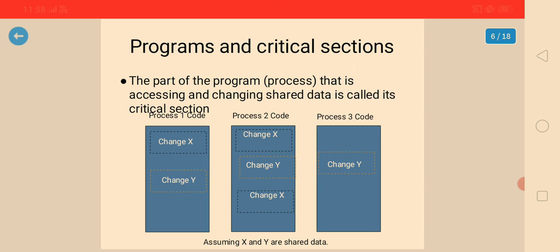Here is the program's critical section. The part of the program's process that accesses and changes the shared data is called the critical section. Here a number of processes are given, changing the variables x and y. Three processes, P1, P2, and P3, are exchanging the variables.